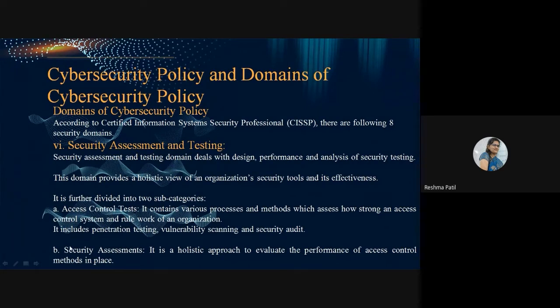It includes penetration testing, vulnerability scanning, and security audit. So, access control test contains penetration testing, vulnerability scanning, and security audit. Then the security assessment part is there, the second category of this module. It is a holistic approach to evaluate the performance of access control methods in place. Which methods we have used?